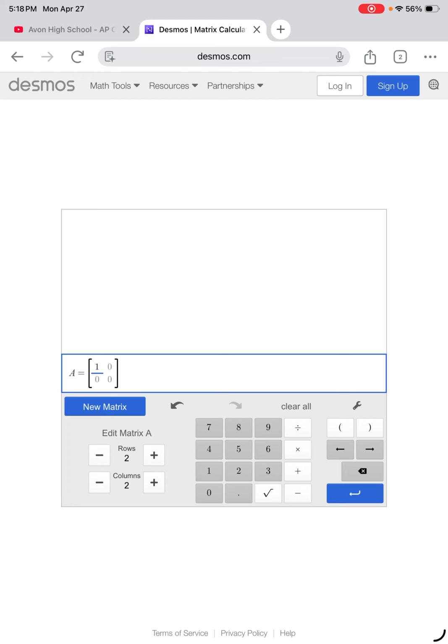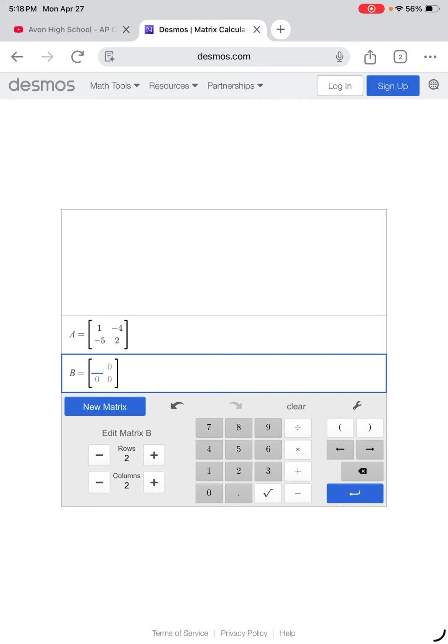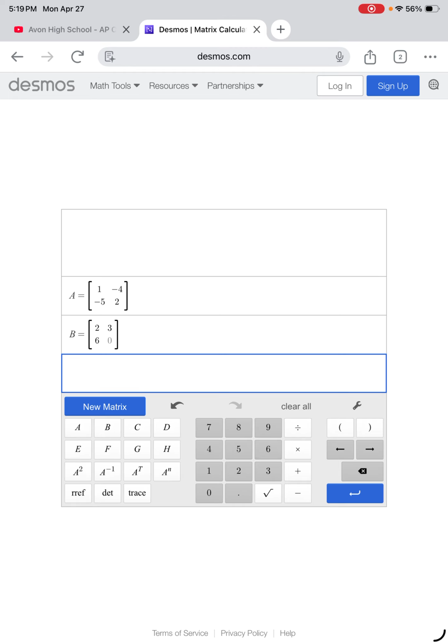So 1, negative 4, and you can use the left and right arrows, or you can tap for each entry, negative 5 and 2. And then we want a new matrix B. This is also 2 by 2, with elements 2, 3, 6, and 0. And I want to multiply those two matrices, and I do need to use the names, the buttons on the menu here, and order does matter.